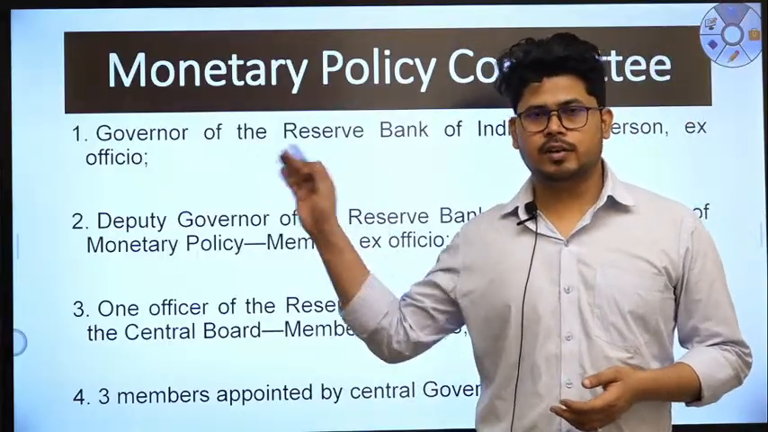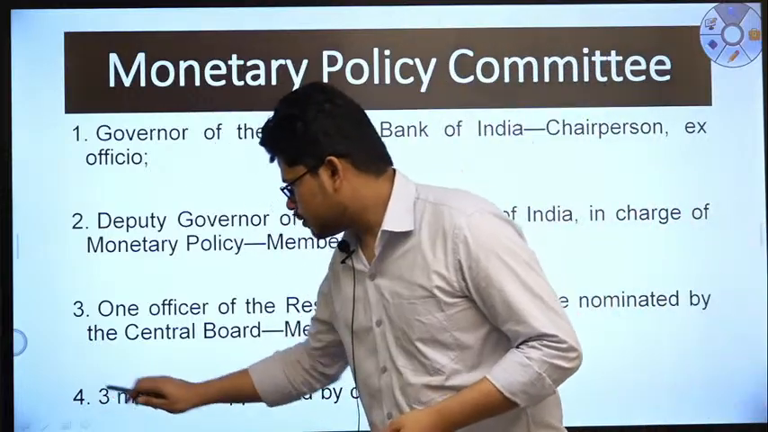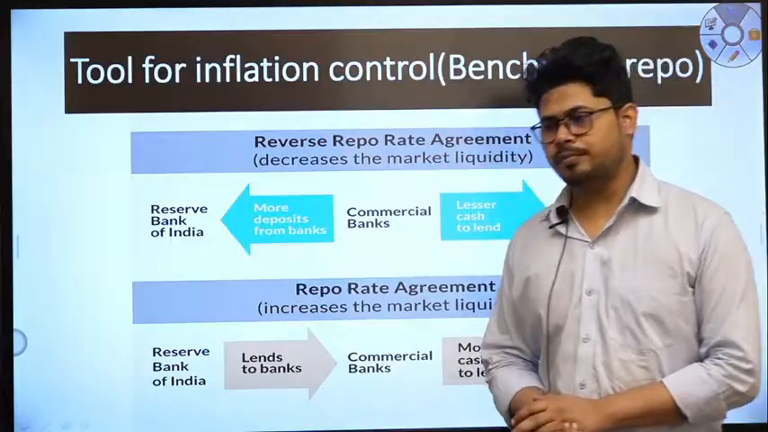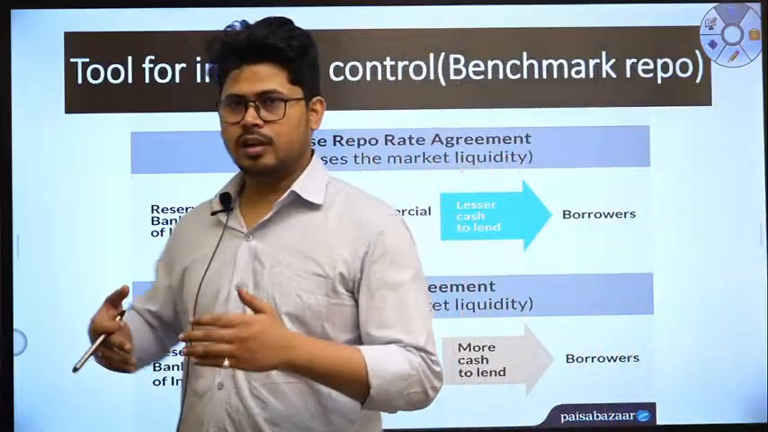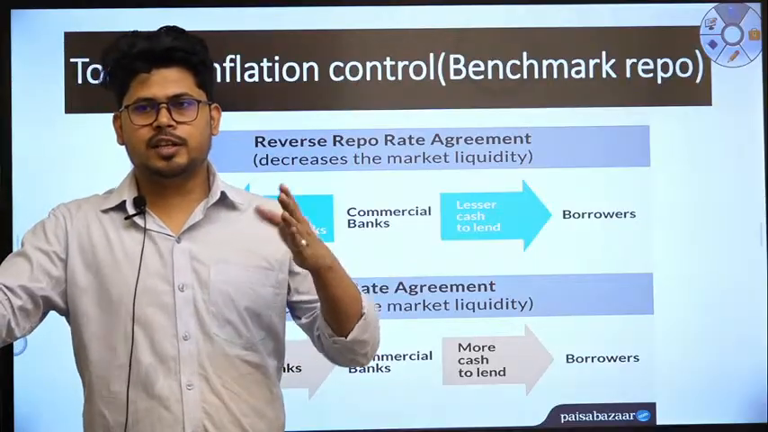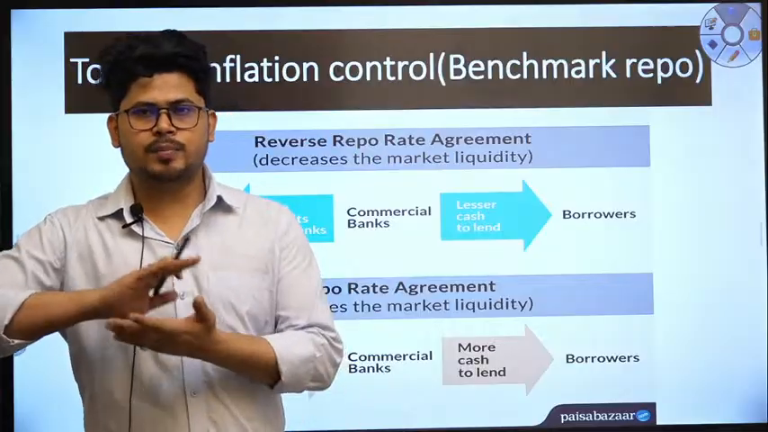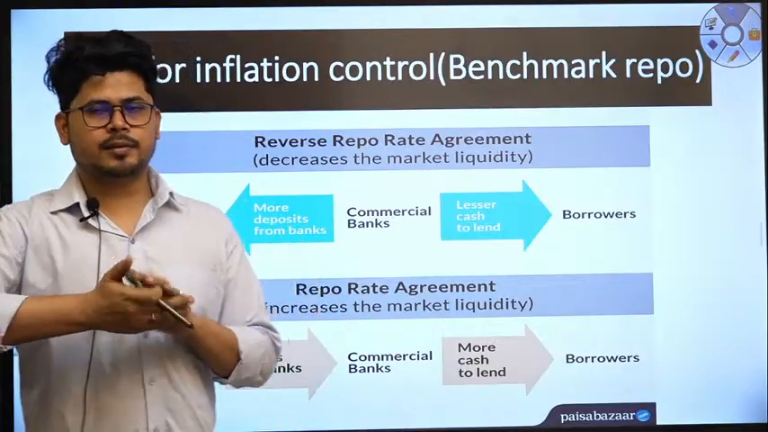chairperson, yeah, governor, fine. And then there were three members who were from government. The government nominated them, ठीक है. तो एक ऐसी कमेटी जिसमें three members from RBI and 3 members from government, a fine balance between RBI and government, ठीक है.